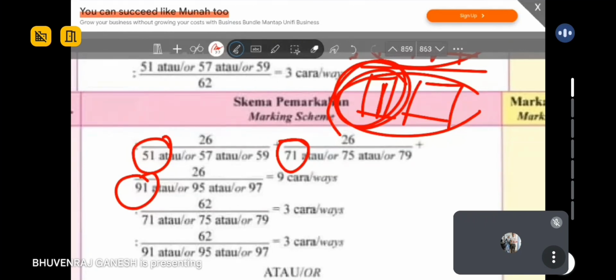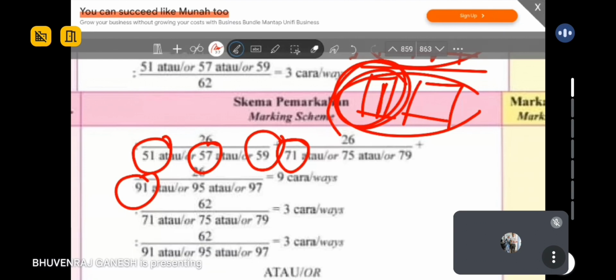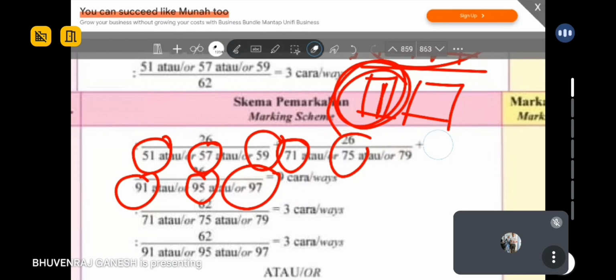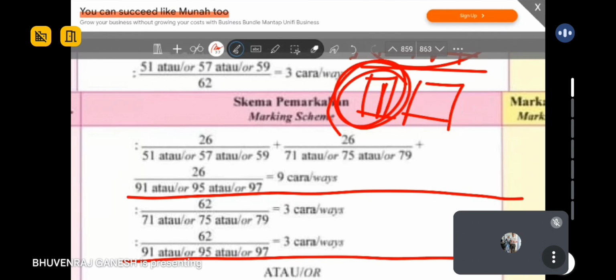Okay, and different combination lah. Okay, so you can see here got 3 combination. Kamu boleh senaraikan macam ni lah. 51, 57, 59, or 71, 75, 79, or 91, 95, 97. So can you see guys, you got 9 possibility. 9 jawapan untuk susunan macam ni. You can write out like this guys to understand better. Okay, kamu boleh nampak dengan lebih bagus.